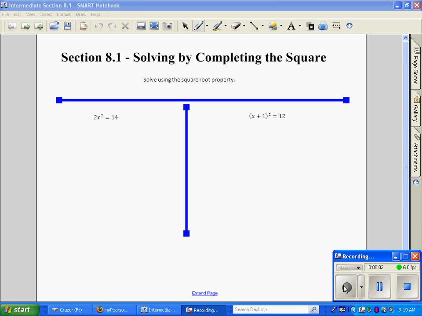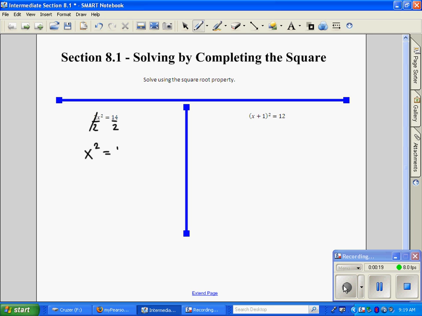In section 8.1 we're going to be solving by completing the square. Before we do that, we're going to use the square root property and introduce that concept first. So on this first example, we want to get x by itself, so the first thing we're going to do is divide both sides by 2. We get x squared equals 7.